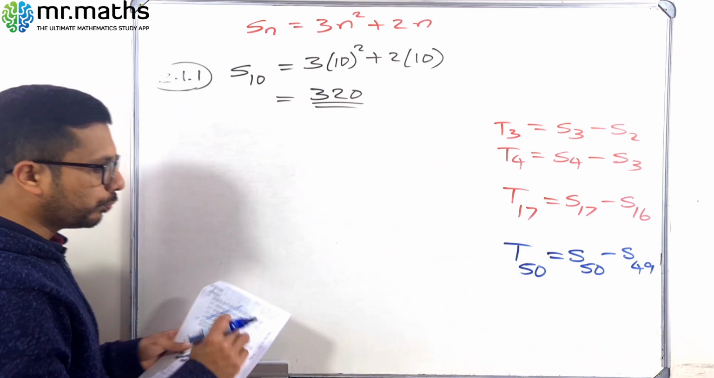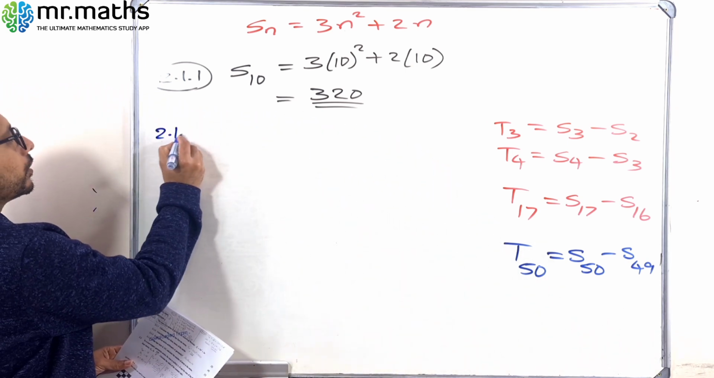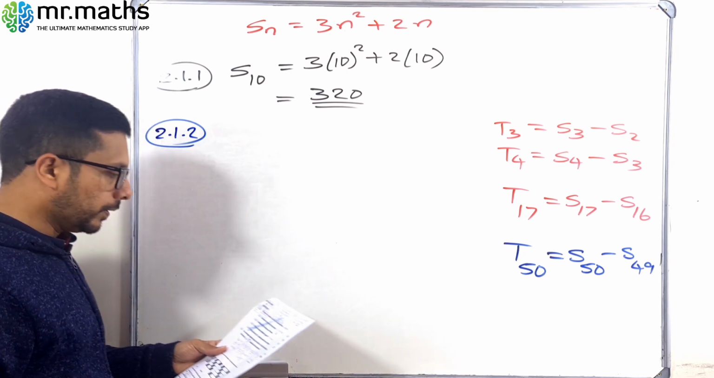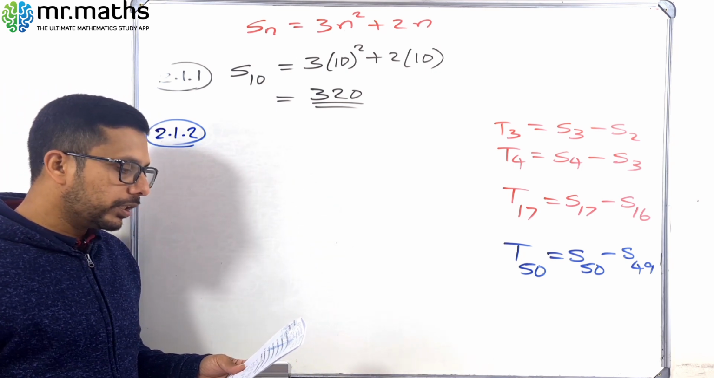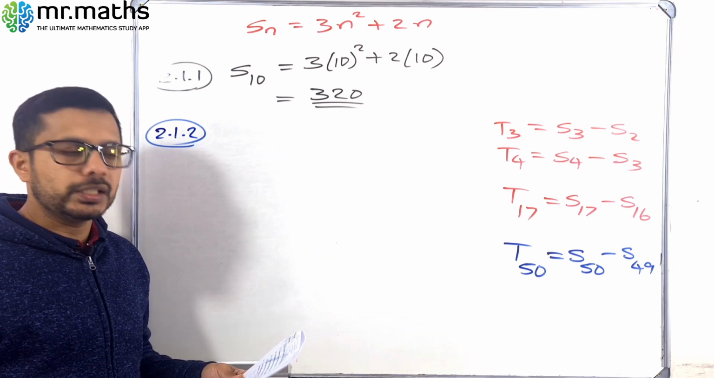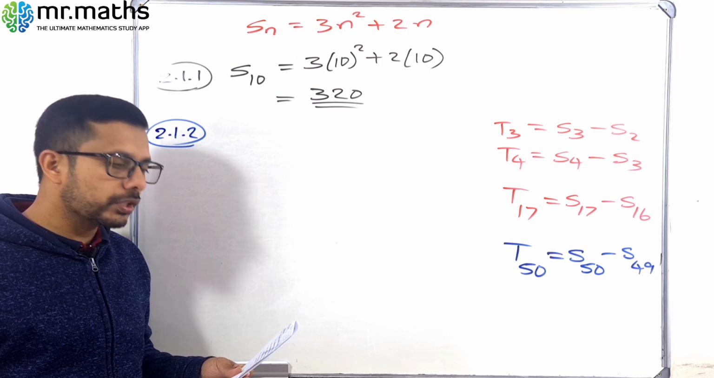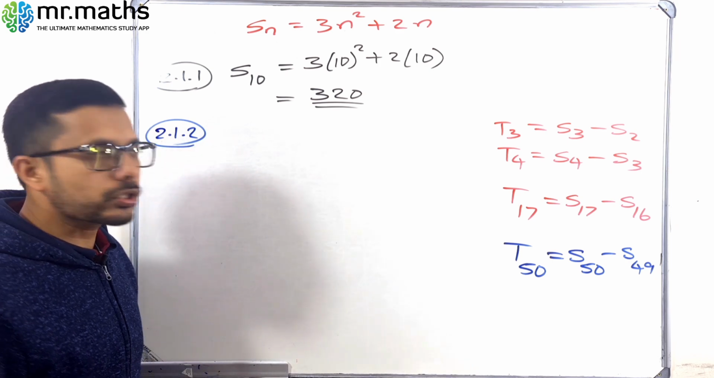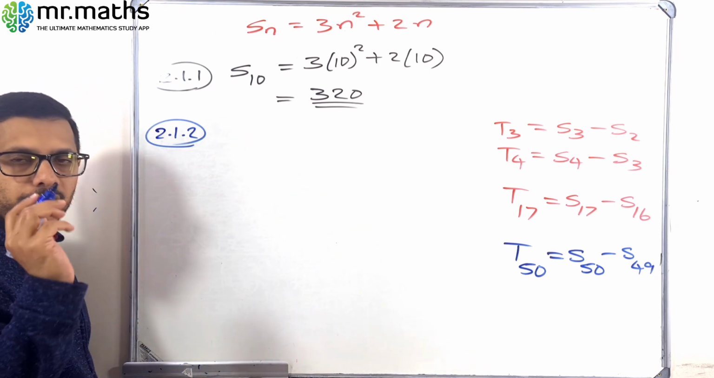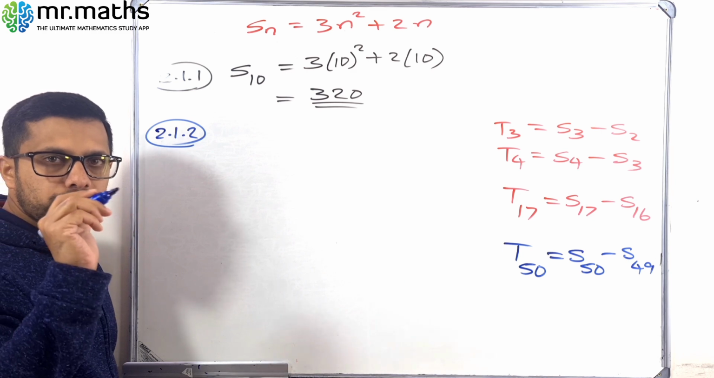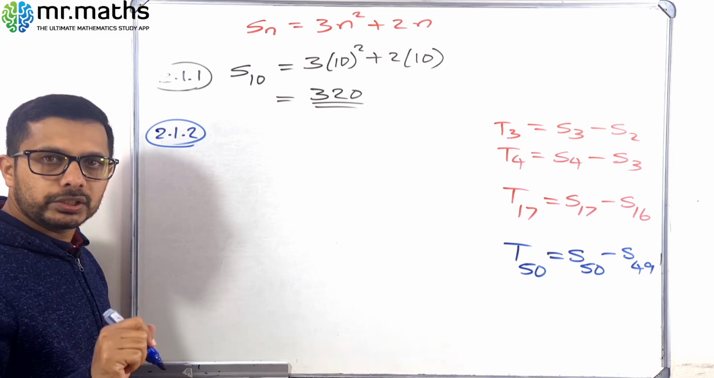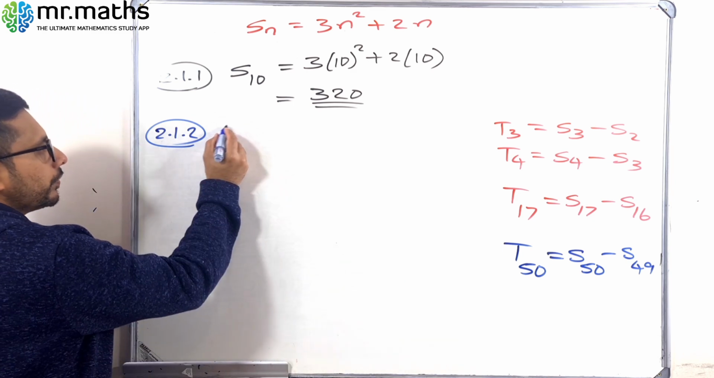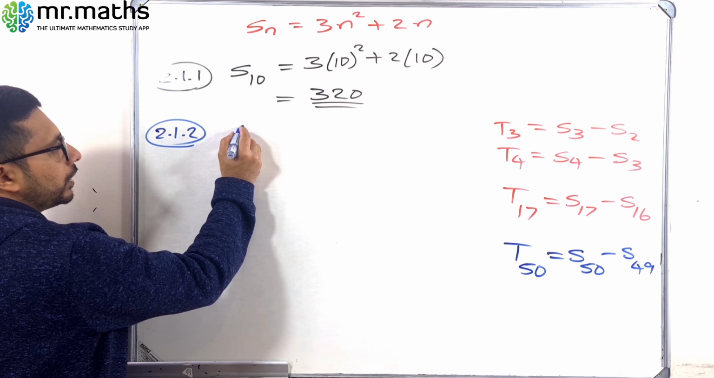Now come back to our question. What is question number 2.1.2? We are about to start that one. 2.1.2, calculate the first 3 terms of the series. So you have to find the first 3 terms. First 3 terms means T1, T2, T3. So first we can find S1.